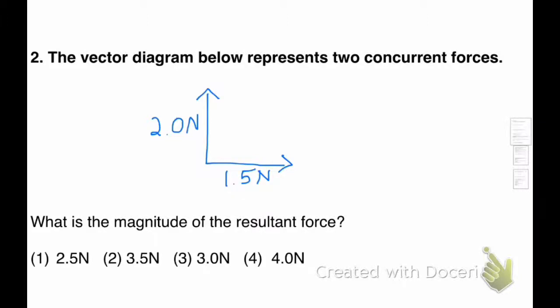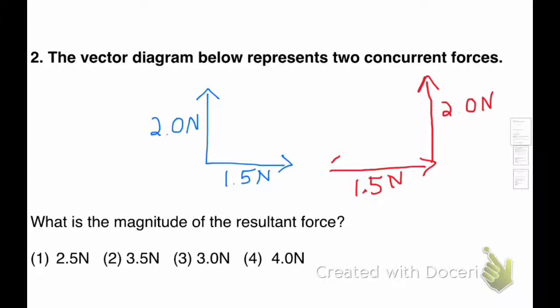Okay, now question number 2. The vector diagram below represents two concurrent forces. What is the magnitude of the resultant force? This is very similar to question number 1, but now they add magnitudes to the forces. To combine both forces, we start first with 1.5 newtons going in the right direction. We then add, using the head-to-tail method, the force vector going up, which is 2.0 newtons.